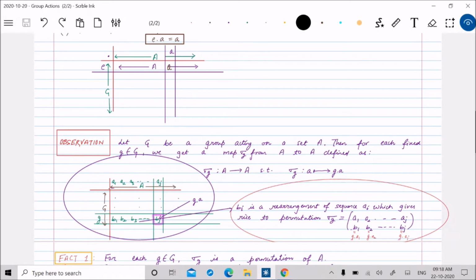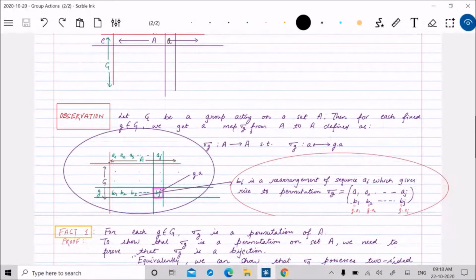So that's the fact represented by these two lines, right? See this. This is the original sequence a1, a2 up to aj. And these are the images b1, b2 up to bj, but b1 is nothing but the action of g on a1. b2 is nothing but the result of the action of g on a2, and so on. And of course, in this two-line representation, these are the originals and these are the images after the action of a single element g on capital A.